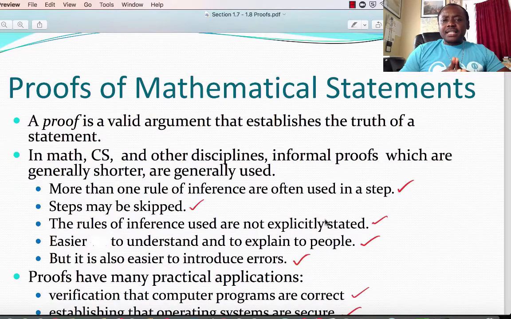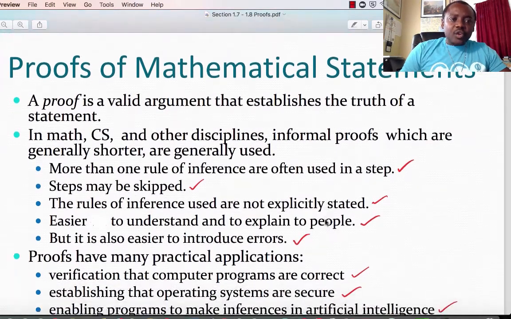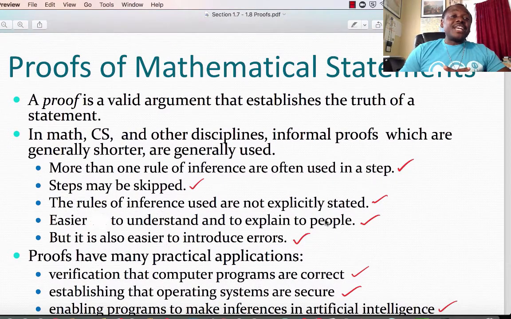Proofs of mathematical statements. Number 1, we say that a proof is a valid argument that establishes the truth of a statement. So we need to establish the truth of a statement. It is not just an act of faith. And we use a proof to establish the truth of a statement.